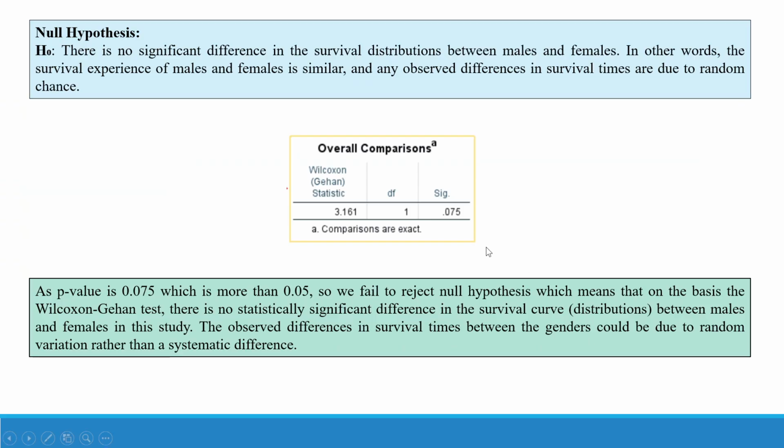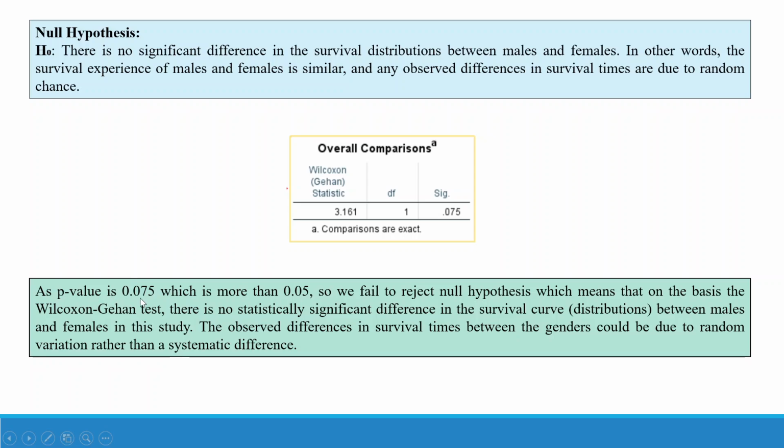First, we write the null hypothesis. There is no significant difference in the survival curve distributions between males and females. In other words, the survival experience of male and female is similar, and any observed differences of the survival time are due to random chance. Now we will do the interpretation on the basis of this p-value. It is 0.075. So how will we write the interpretation?